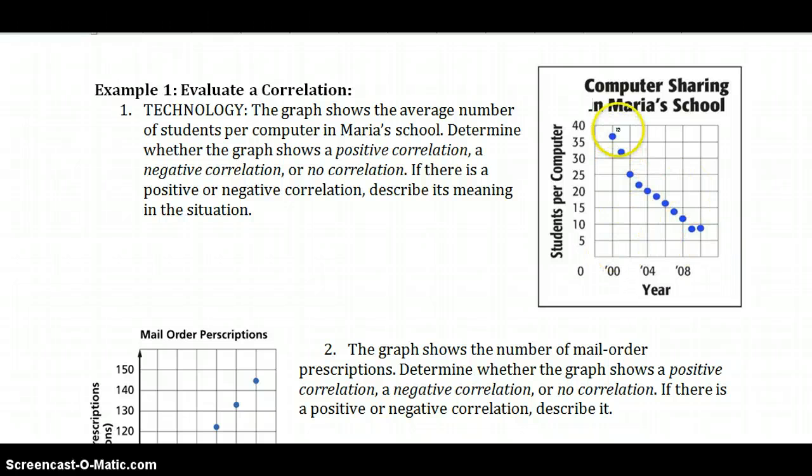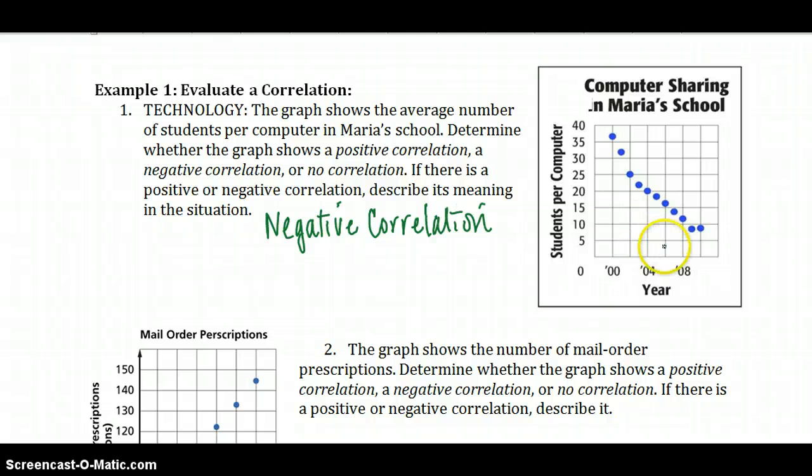So in 2000, it looked like there were 37 students per computer, and as the correlation, it's obviously a negative correlation. Now remember, negative does not necessarily mean a bad thing. So it's a negative correlation, and let's interpret its meaning.